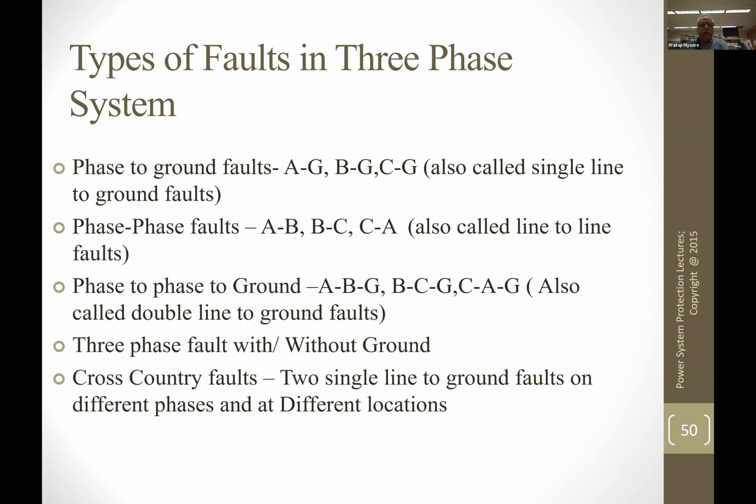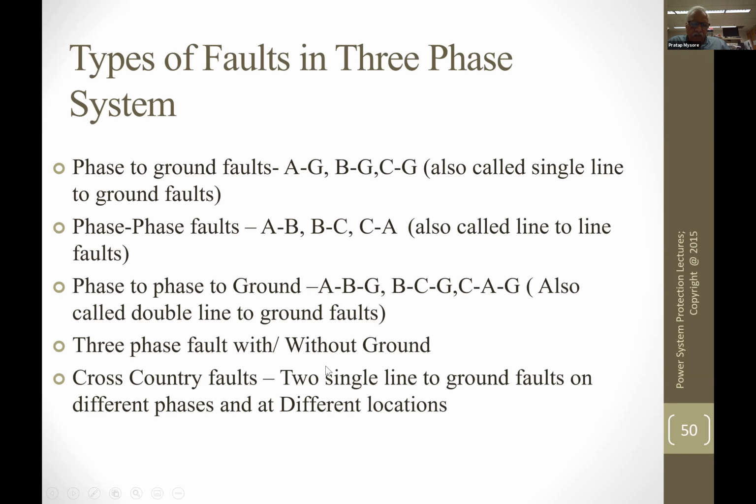Now let's look at the types of faults in a three-phase system. We already looked through this during fault analysis. We have three phase to ground faults, A phase, B phase, and C phase, called single line to ground faults. And we also have phase to phase faults, A to B, B to C, C to A, that don't involve ground. And then we have double line to ground faults, AB to ground, BC to ground, and CA to ground.